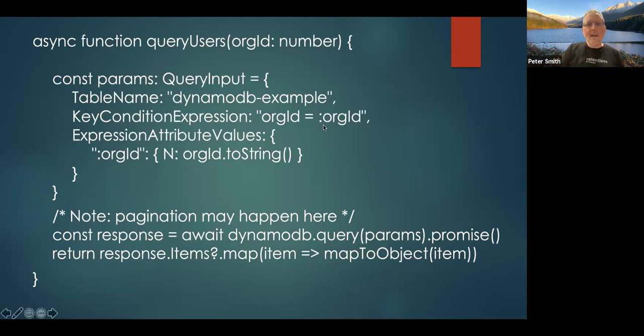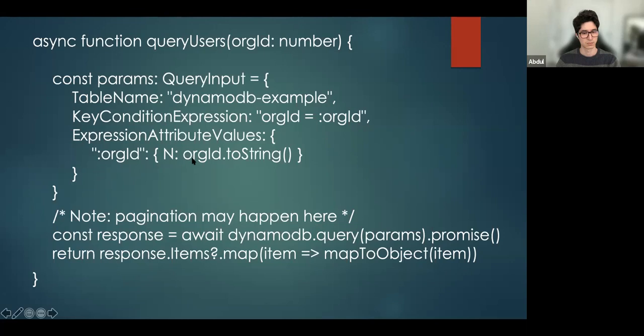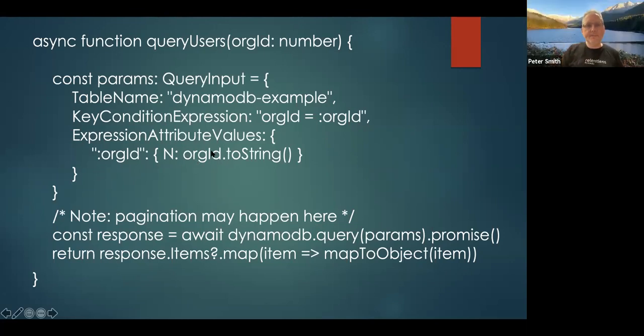So the :orgID bit is a little bit confusing, because then you have this other thing that says expression attribute values, and that's where I define what :orgID is, and I define it to be the org ID value that I passed into my function. Okay, starting to look a little bit confusing. I'm not surprised, because it is. I'll show you in a couple of slides how to make this a lot simpler.